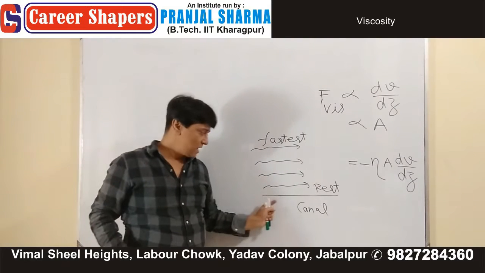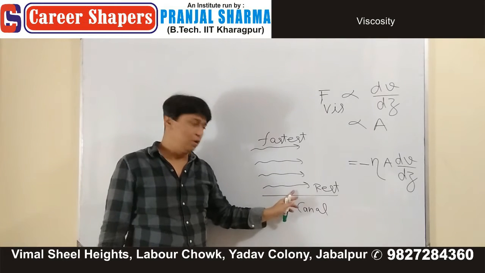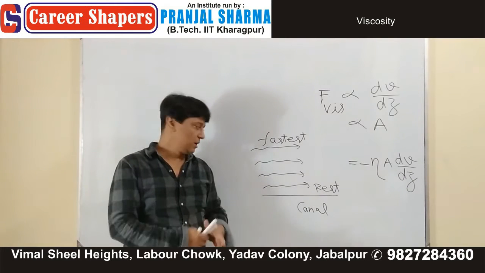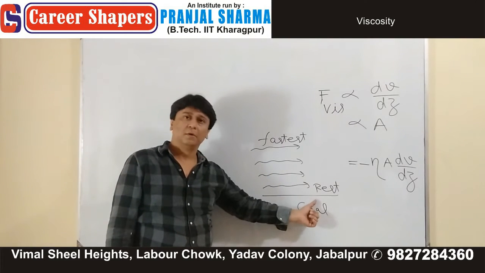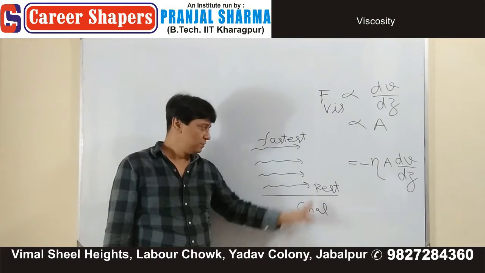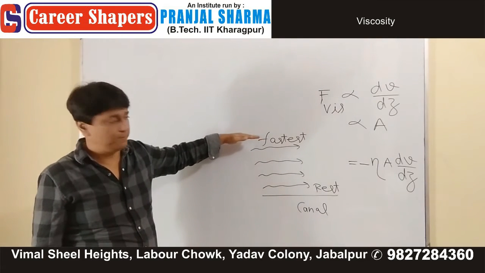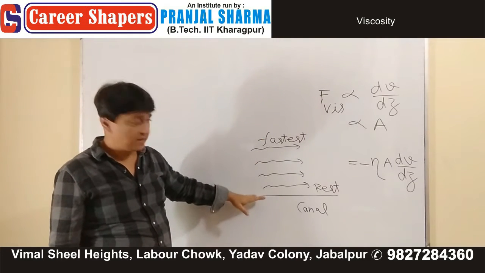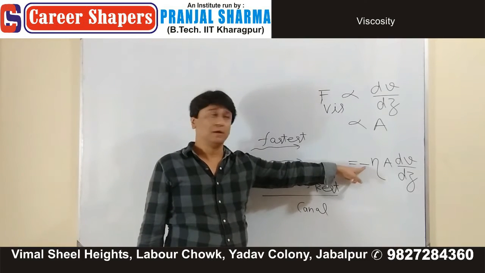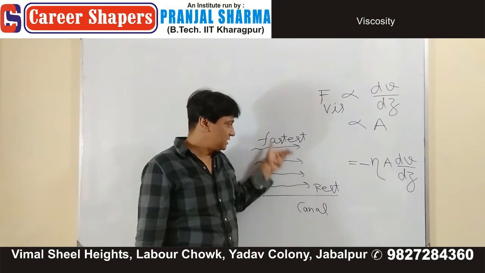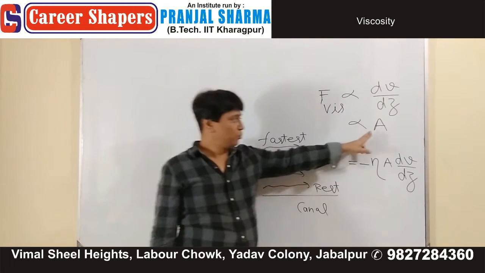It is in contact with the floor of the canal and therefore is almost at rest. Quite logical. The very atom which is in contact with the floor is not able to move. So velocity is increasing as you move up. Velocity is decreasing, therefore negative sign. The viscous force which acts between two layers is proportional to the area.